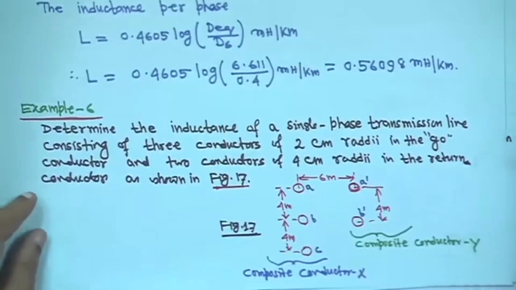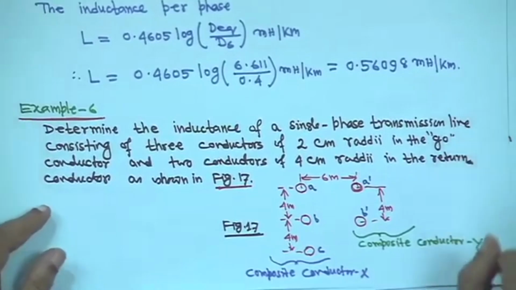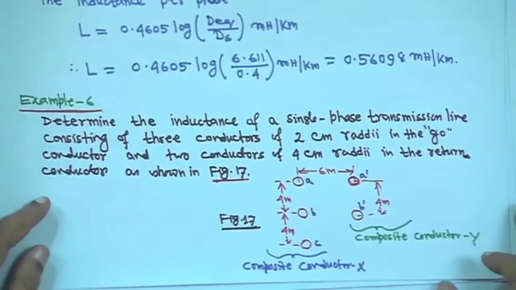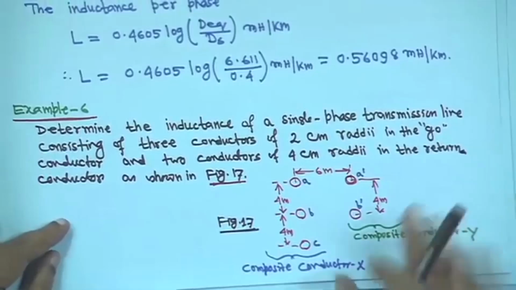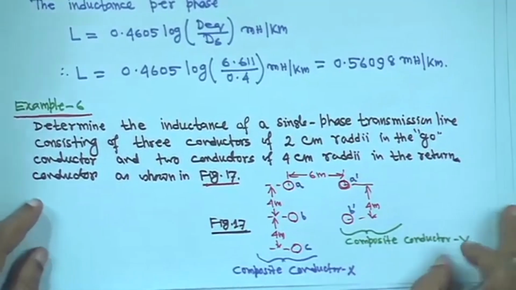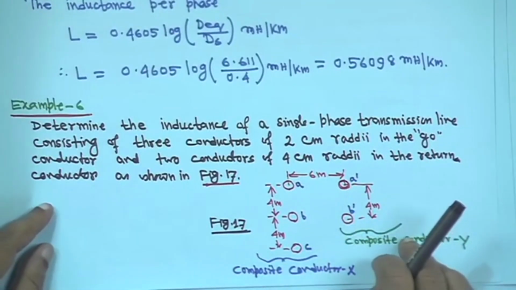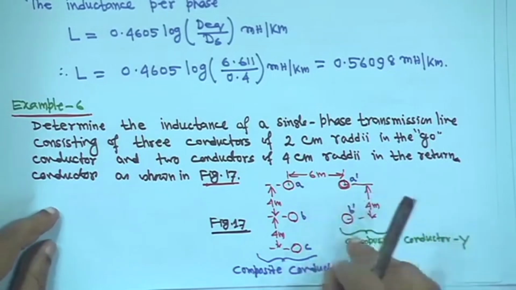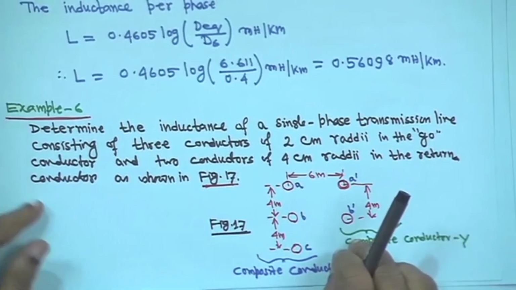Next example we will take for composite conductors. We have seen the derivation of inductance, right, but here also we have to obtain this. So, I have taken a little bit small example. If I take a bigger one, then it will take more computation.